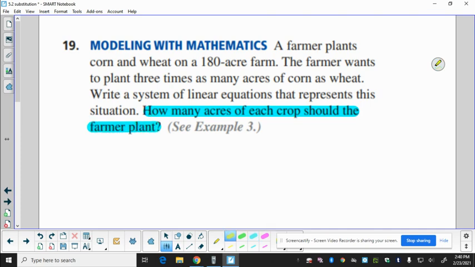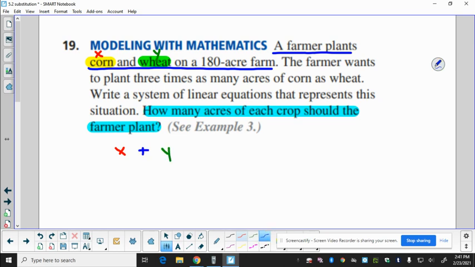Right now, you should assign a variable. Corn and wheat. Let's make corn X. Let's make wheat Y. Let's see if we can write some equations, okay? So actually the first sentence will give us some information. I'm going to highlight it. A farmer plants an unknown amount of corn and wheat on a 180-acre farm. So if I take the amount of corn plus the unknown amount of wheat in acres, it should add up to 180.